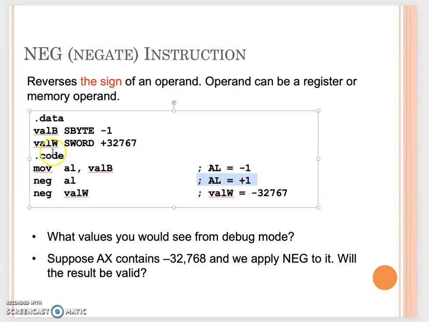Then here you have your valW. That's a signed word, right? So that's 2 bytes. Then you have the value 32767. If you neg this value, they just change the sign bit. So then the valW will become -32767.